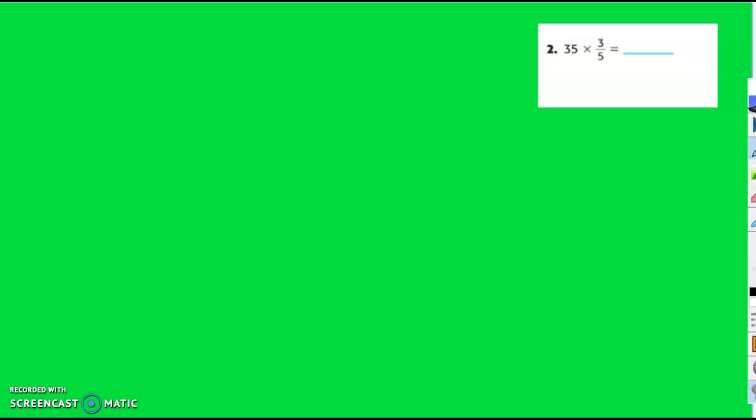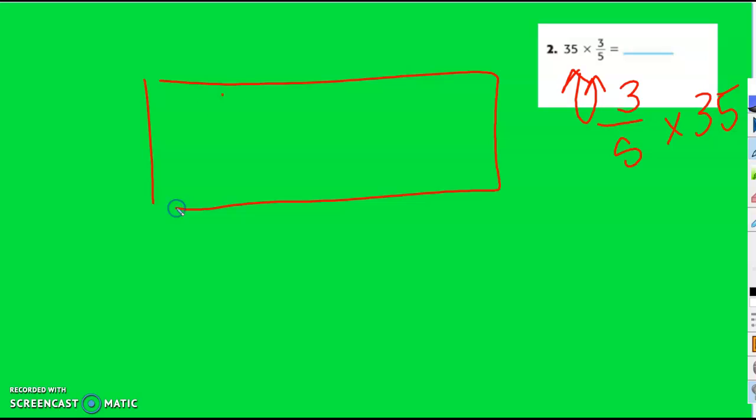All right, my last one. I have 35 groups of 3/5. Again, that looks like repeated addition, so I have to write 3/5 35 times, or I can use commutative property and flip-flop these and say I want 3/5 of 35. So essentially I'm taking my whole 35, I'm going to divide it into 5 equal sections the best I can, and I want to find out what each section of those are worth.